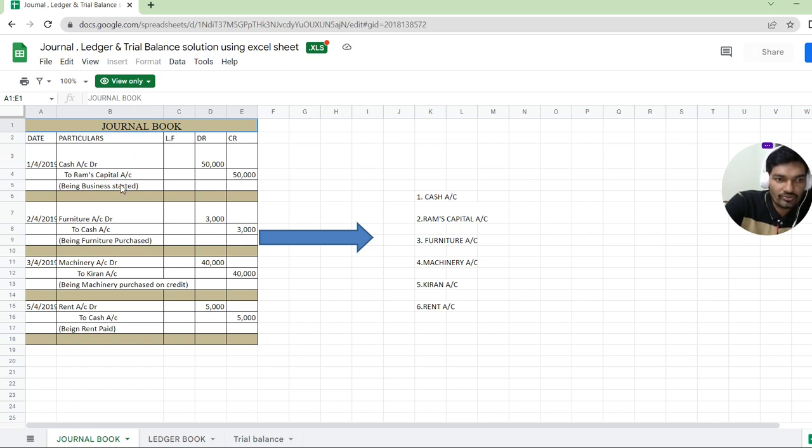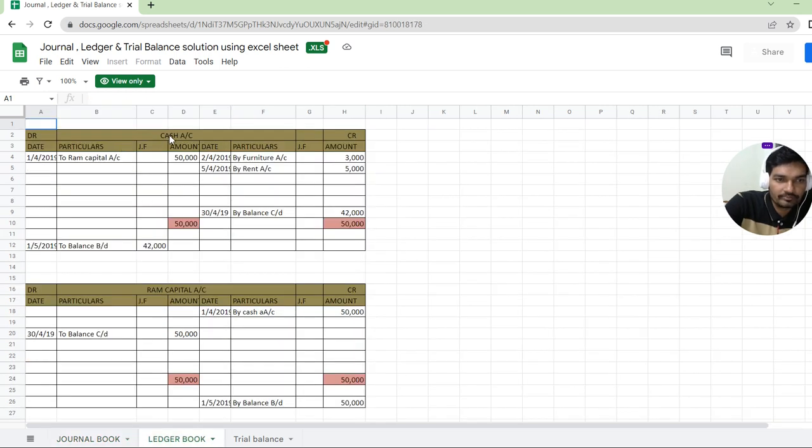The reason for posting this journal entry 2 times is that we are following the double entry system of accounting. According to the double entry system of accounting, if one account is debited, another account is correspondingly credited. So the first account is cash account. In cash account, on 1st April 2019, we should write 'To Ram's capital account'. The amount is 50,000 rupees. So go to Ram's capital account.